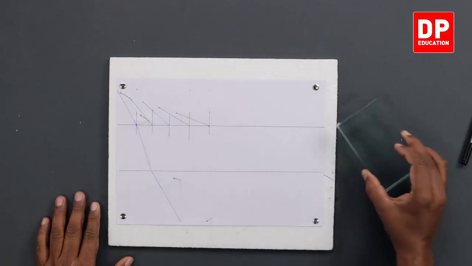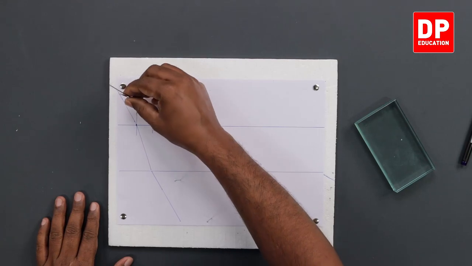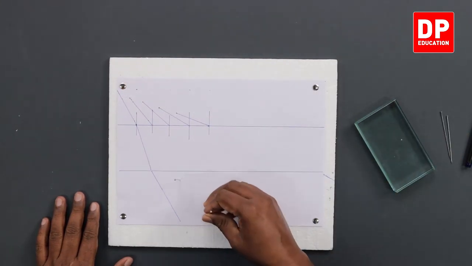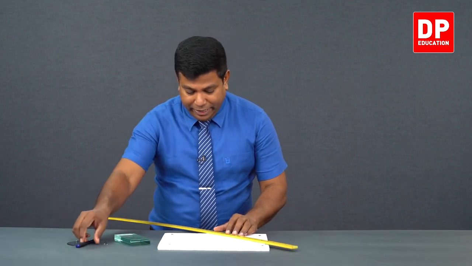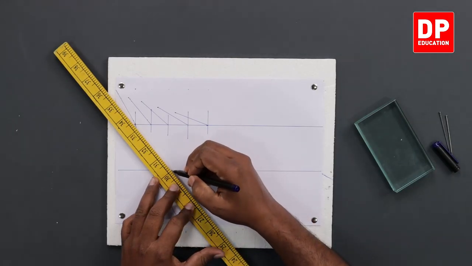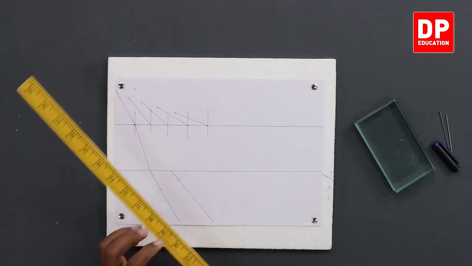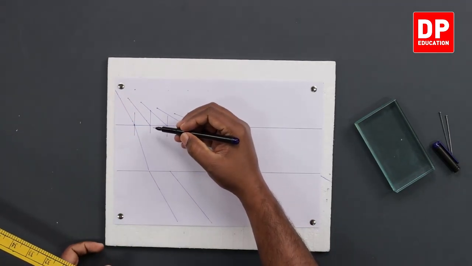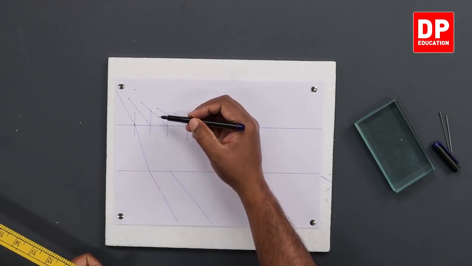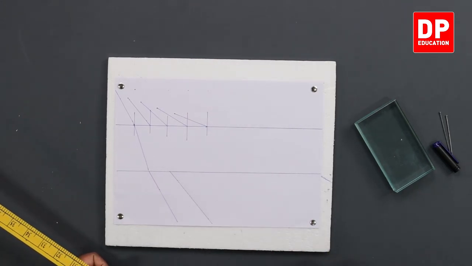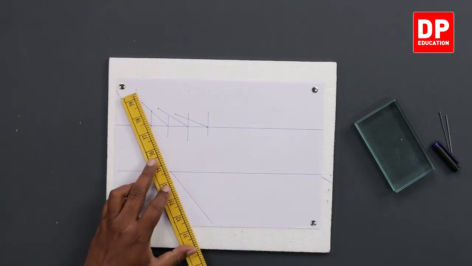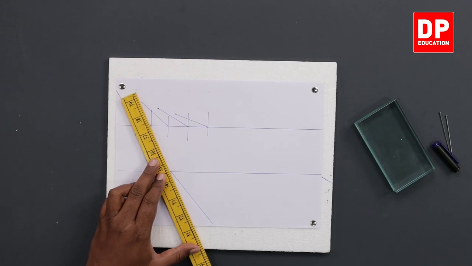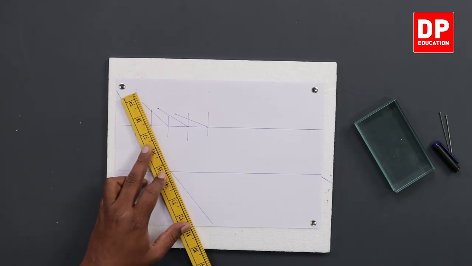Now we will remove the block of glass, remove the pins, and draw the emergent ray line. Right. Then connect the two points, that is the point of incidence and the point from where the emergent ray comes out. Connect those two points to see how the refracted ray travels inside the block of glass.